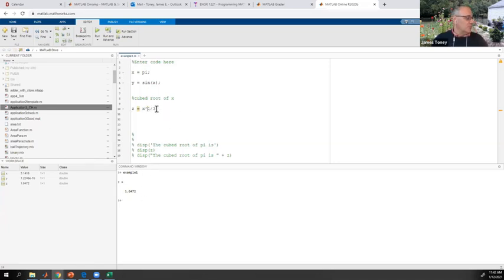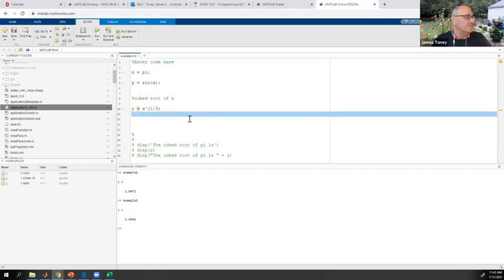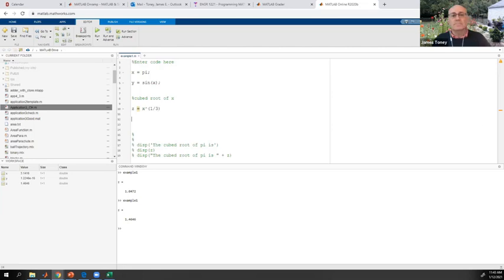All right, so if you want the cubed root, you have to put it in parentheses. So now it's x to the 1/3 power, which comes out to be 1.46 something. And by the way, pi is a built-in constant in MATLAB. You can just type pi.